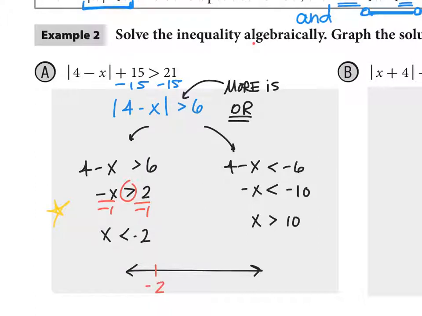So I've got negative 2 and less, so that's open and to the left. And then I have greater than 10, which is open and to the right. That is exactly what I thought it was going to be. "Or" is going to be outside of that ideal range, so we go in opposite directions. Make sure you have that written down. Let's look at one more example.